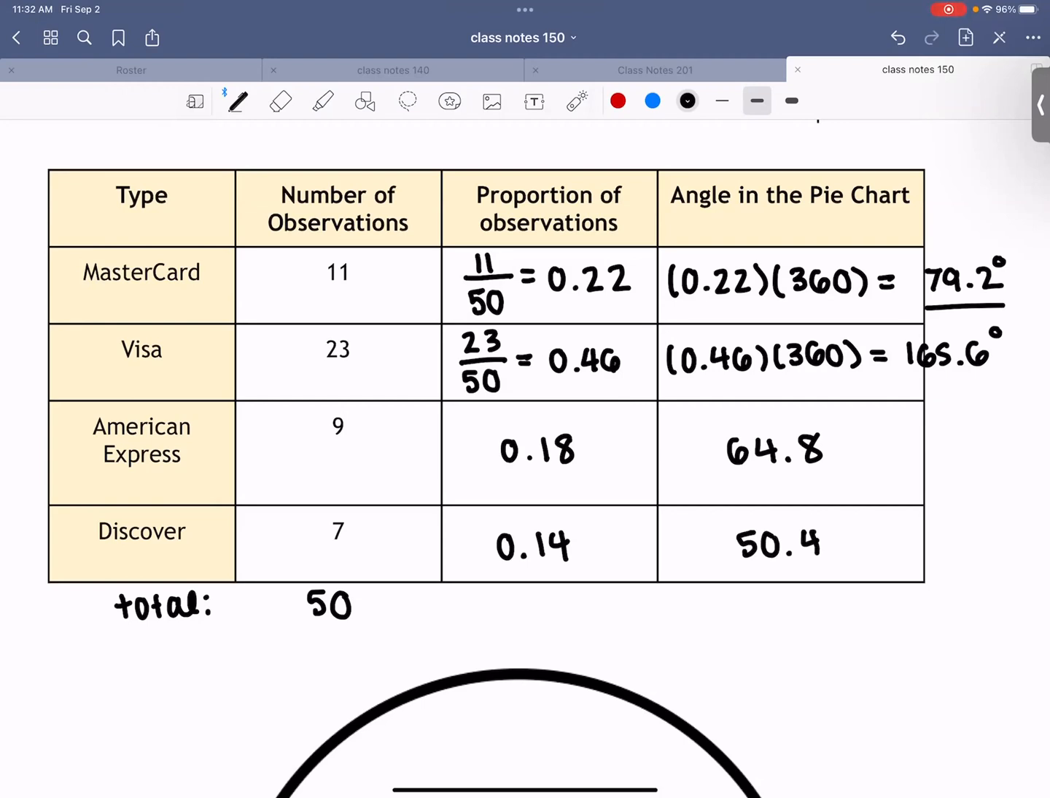On a test, quiz, or homework, all I'm going to do is give you this. So all you really need to know is how to find the proportion and how to find the angle. I do think it's useful to actually go through making a pie chart, so we'll do that next class.